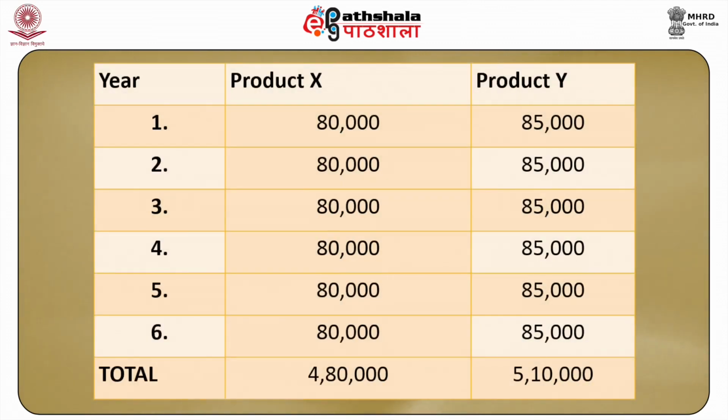Let us take an example. Suppose there are two products X and Y and their projected earnings over the next 6 years are shown below in the table. In the first row, 1, 2, 3, 4, 5, 6 years. In the second, product X, and in the third, product Y. We can see in the 6 years, the product X earnings are 80,000 per year and the total is 4,80,000. Whereas for product Y, it is 85,000 and the total is 5,10,000. These are the projected earnings.